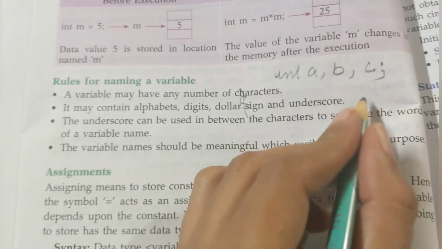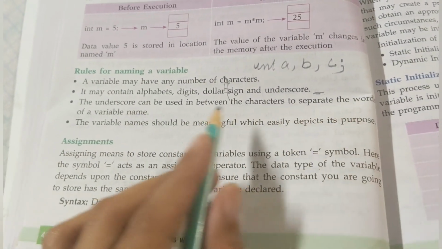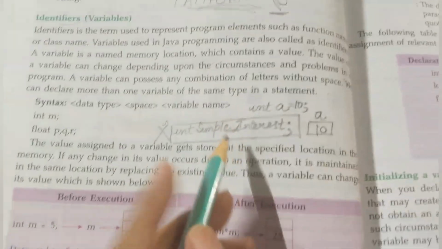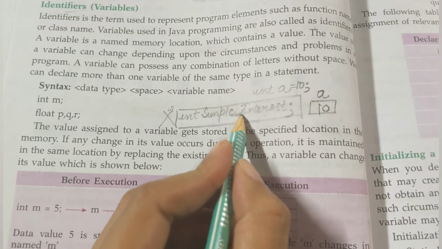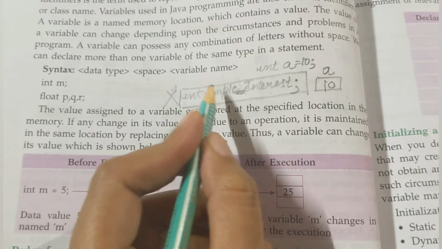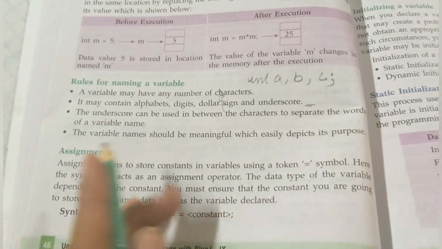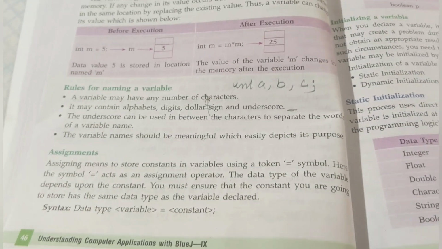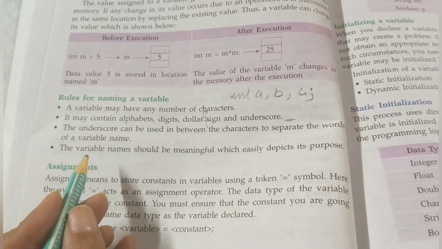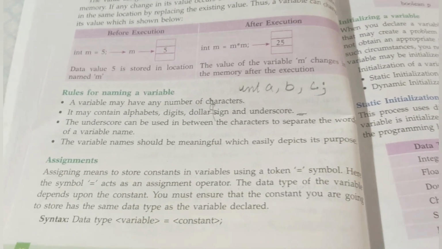Clear? And underscore like this. Okay, so the underscore can be used in between the characters to separate the words of the variable name. सपोज यहाँ पे हमारे पास सिंपल इंटरेस्ट था एंड वी हैड अ स्पेस हियर, यहाँ पे स्पेस थी, तो आप अंडरस्कोर भी डाल सकते थे इसमें, तो ये भी आफ्टर दिस करेक्ट हो जाता. क्लियर? सो स्पेस अलाउड नहीं है, वी कैन यूज सिंपल देन अंडरस्कोर देन इंटरेस्ट, तो वो करेक्ट हो जाता. सो द वेरिएबल नेम शुड बी मीनिंगफुल विच ईजिली डिपेक्ट्स इट्स purpose.